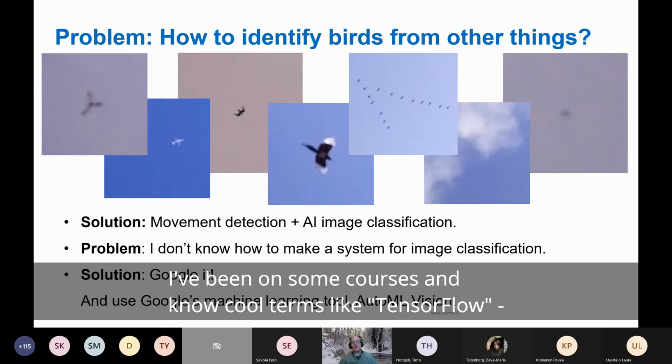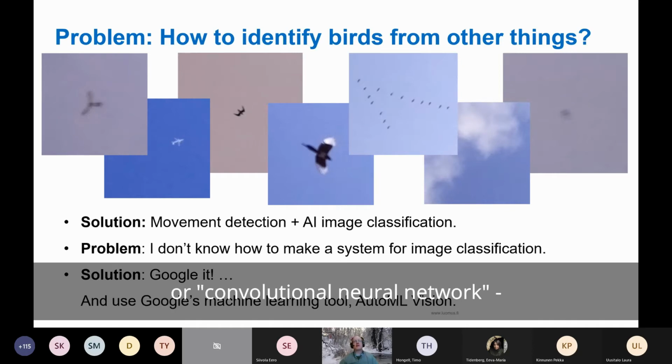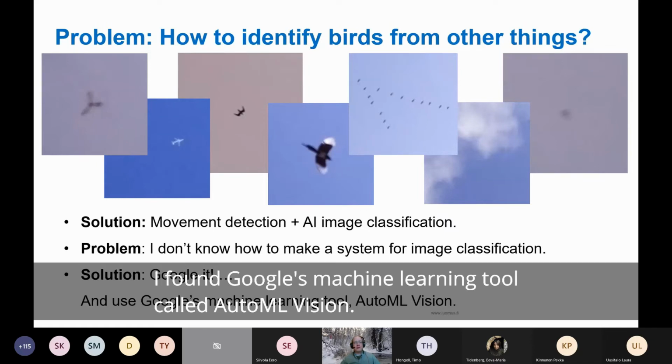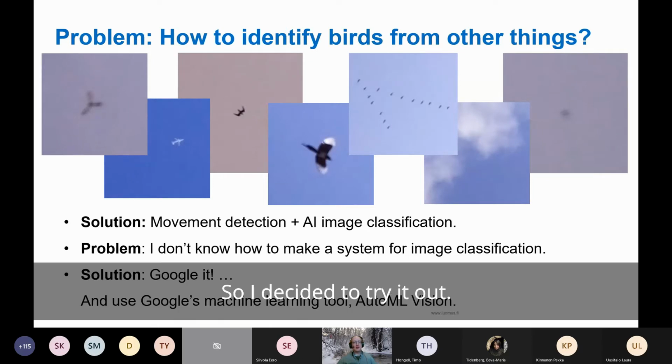I've been on some courses and I know cool terms like TensorFlow or convolutional neural network, but I don't know how to use them. So the solution is Google it. Try to find a solution. And what I found is Google's machine learning tool called AutoML Vision. So I decided to try it out.